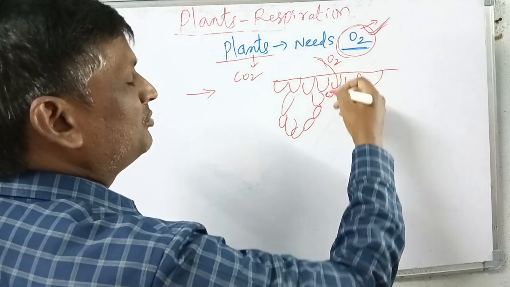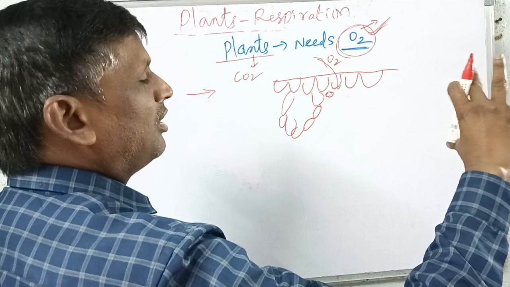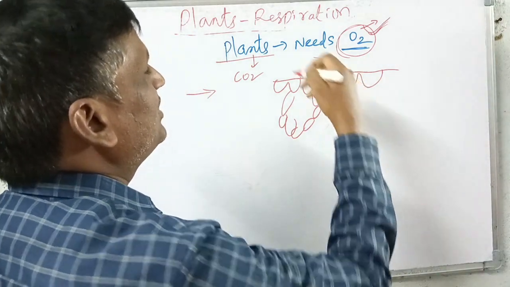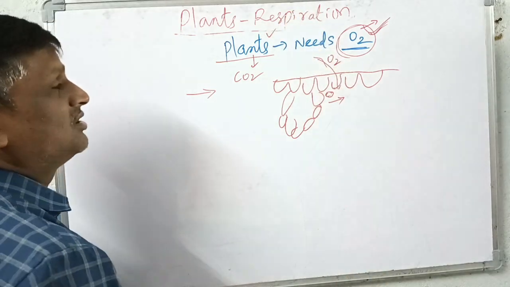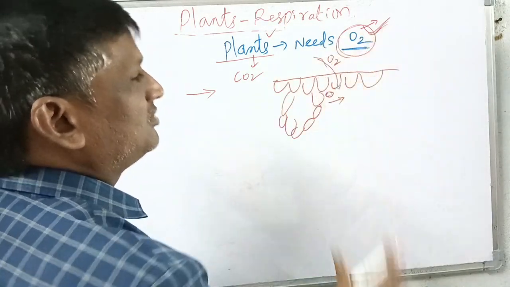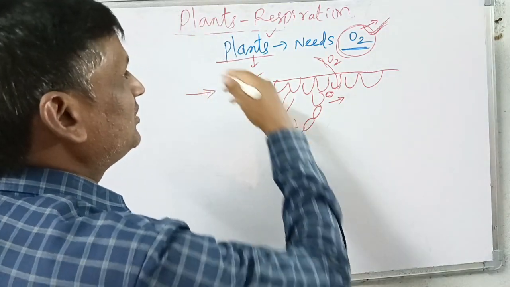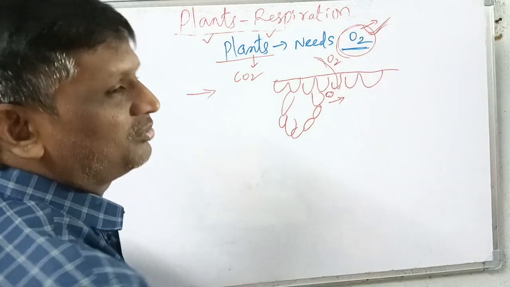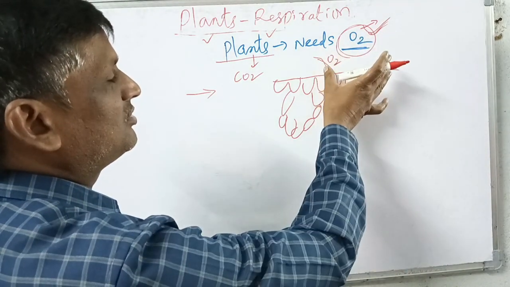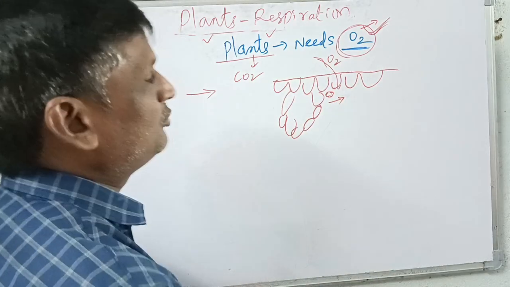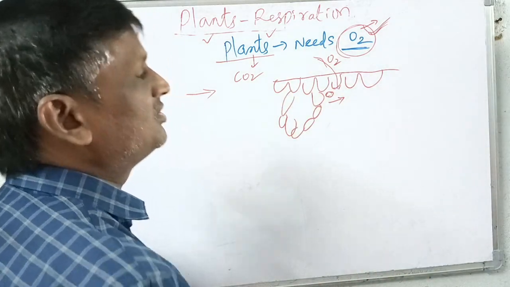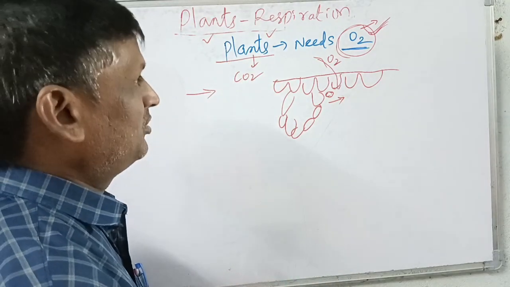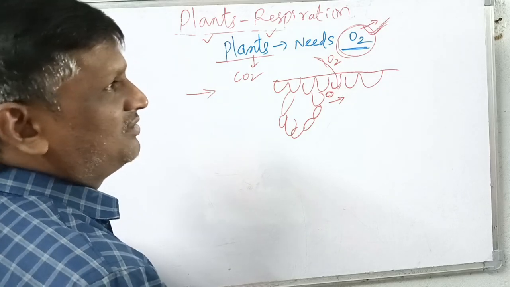So like that, this water plus oxygen diffuses to all the cells and participates in cellular respiration for the production of energy. In this process we can understand that plants also need oxygen for the production of energy. Not only animals, human beings and other living organisms need oxygen for energy, plants also need oxygen for the oxidation of glucose, or for the breakdown of food materials to produce energy in plants.